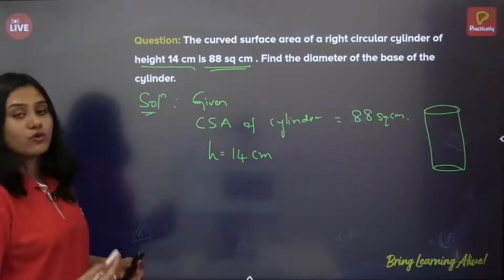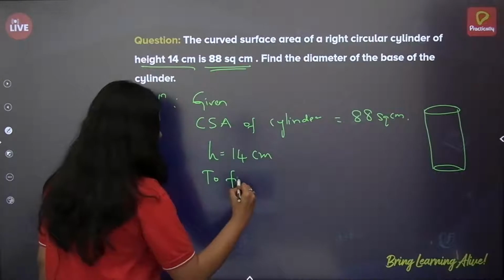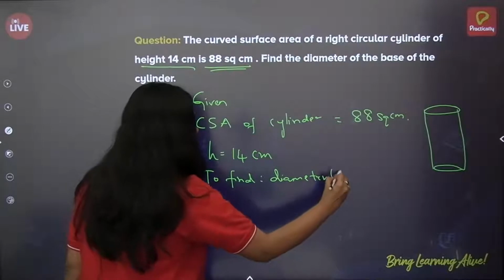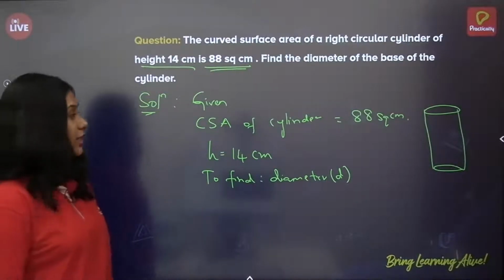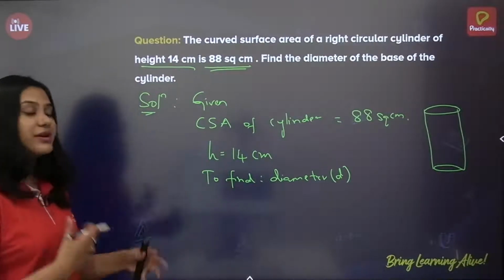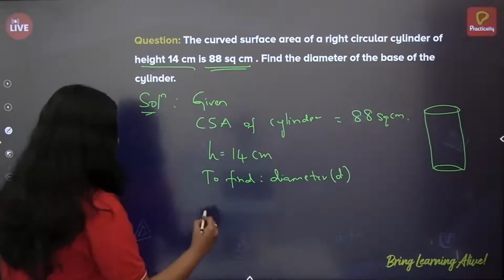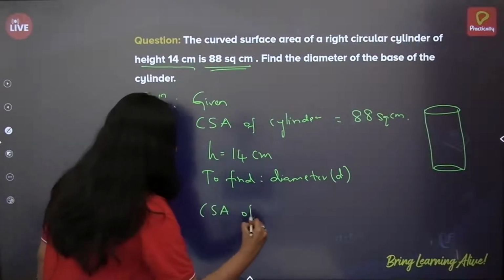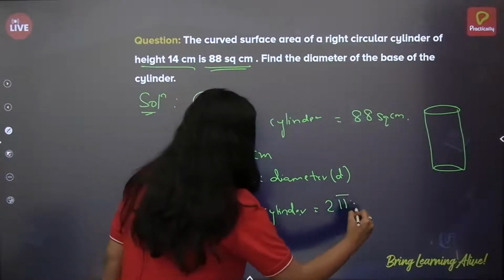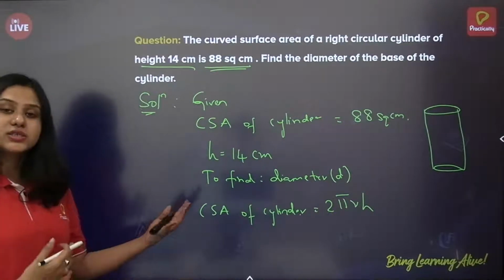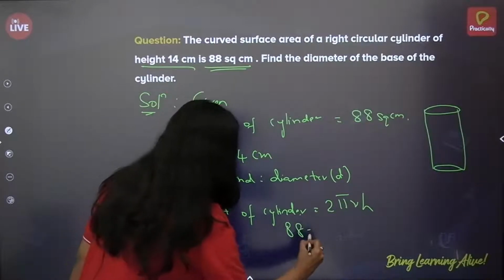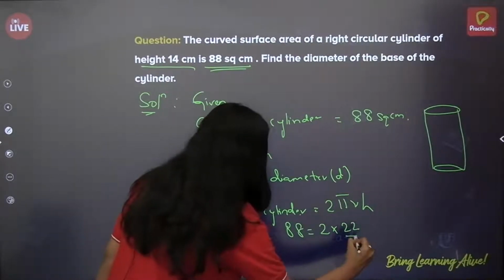Find the diameter of the cylinder. To find diameter, let us represent the diameter with the letter D. Correct? Now, what information we have and what we have to find is clearly done. Now, we will apply the formula. So, curved surface area of cylinder is equal to 2 pi RH. Now, we know the formula, just substitute the values. CSA is given, 88. 88 is equal to 2 into pi equals 22 by 7.